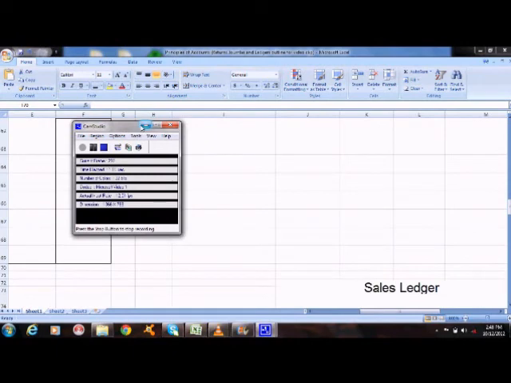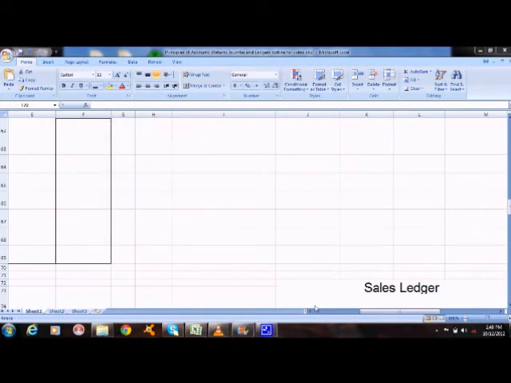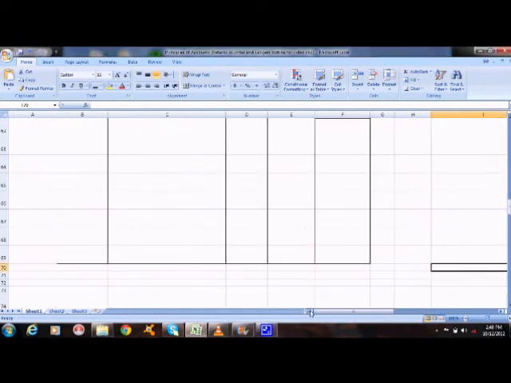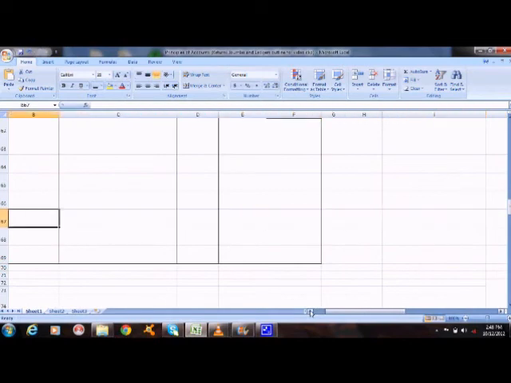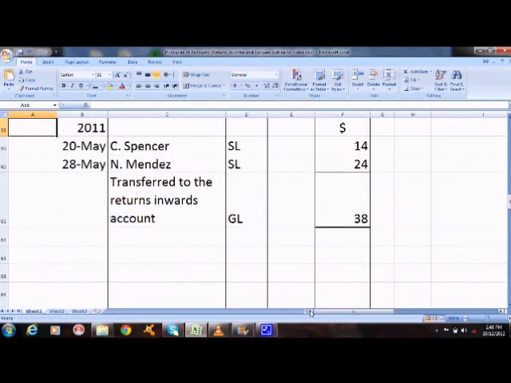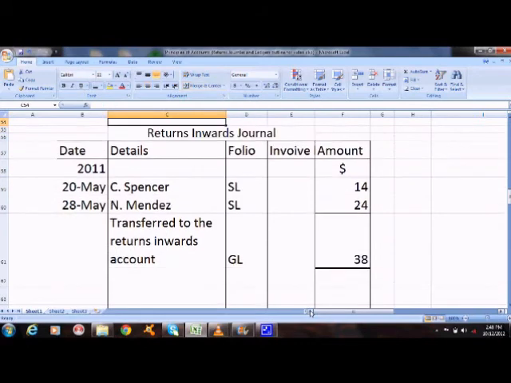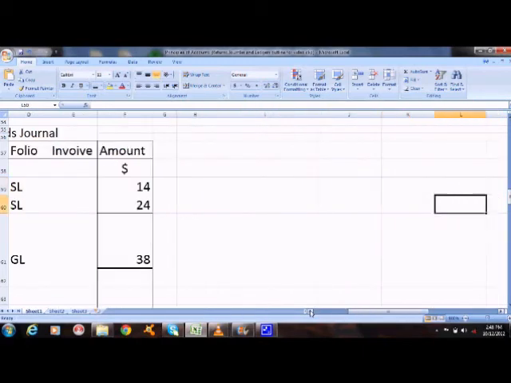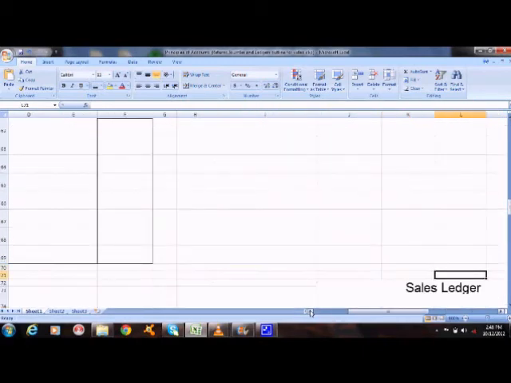Now friends, I'm going to show you how to post these items, as recorded in the different returns journals, to the different ledgers. First, let's look at how to post to the sales ledger. Do you remember that we post returns from the returns inwards journal to the what? Sales ledger. First one is C. Spencer. We're going to credit C. Spencer's account with $14 under the sales ledger.